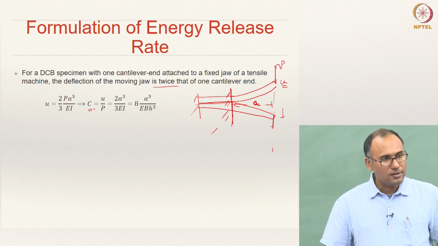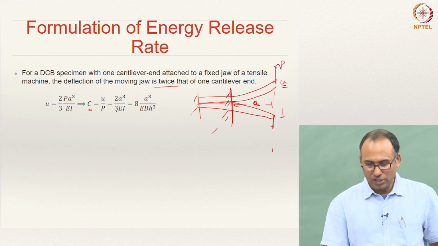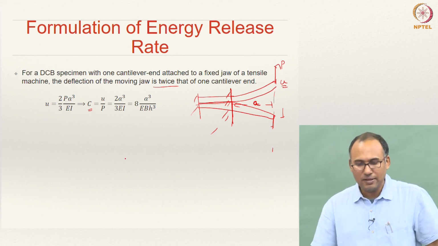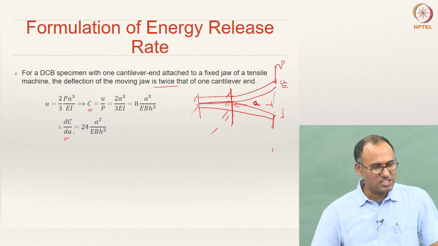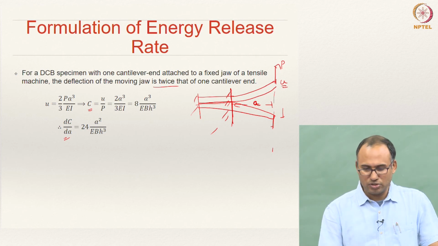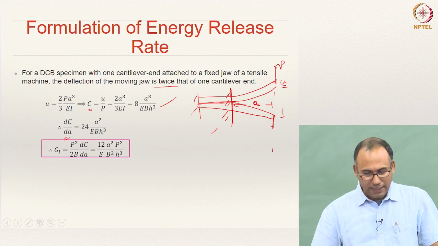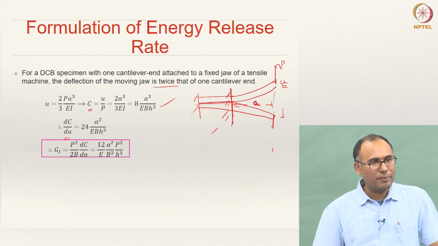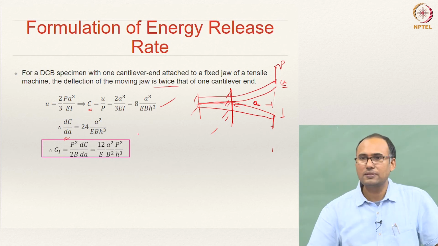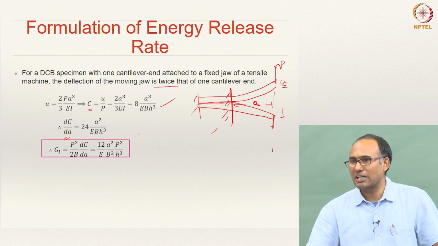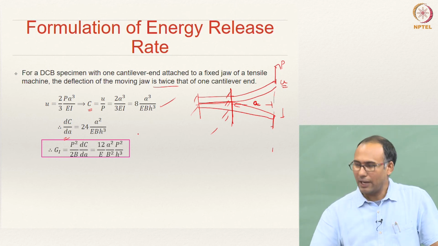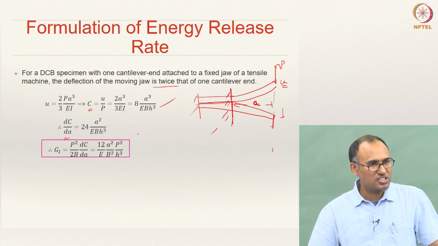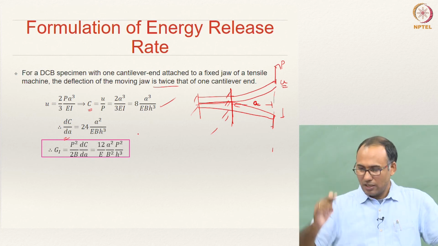And then the compliance will be U by P. So the compliance is 8A cube by 3EBH cube. Then you can calculate dC by dA. What is your dC by dA? It is 24A square by EBH cube. You just have to find the derivative of this. And then G can be written as P square by 2B dC by dA, that is 12A square P square by EB square H cube. That is the energy release rate of a double cantilever beam whose initial crack length is A and applied load is P, elastic modulus is E, out of plane thickness is B, and H is what?